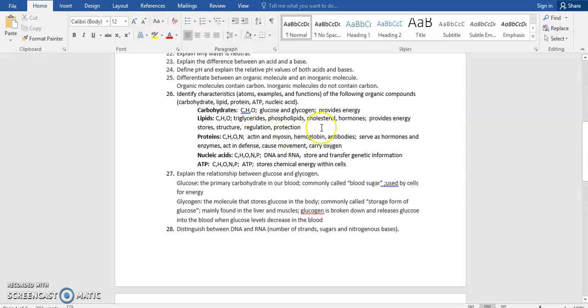And then hormones help with regulation, so they're regulating different processes. They're going to be released when something needs to be communicated to another part of the body, so they'll help regulate a process by another cell. And then protection, which makes sense. We have the fatty stores in certain areas, like around the heart and the kidney, and a little bit around our spinal cord, all places where it provides some cushiony protection too. So that's our lipids and what they're going to provide for us.